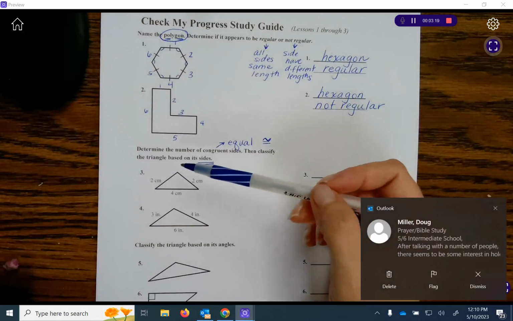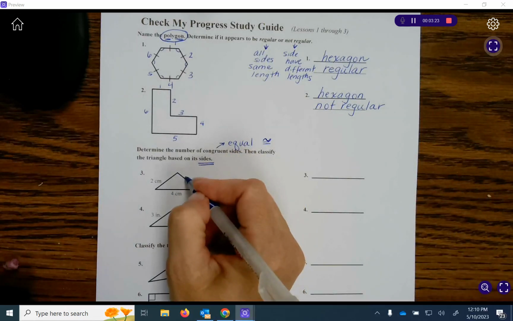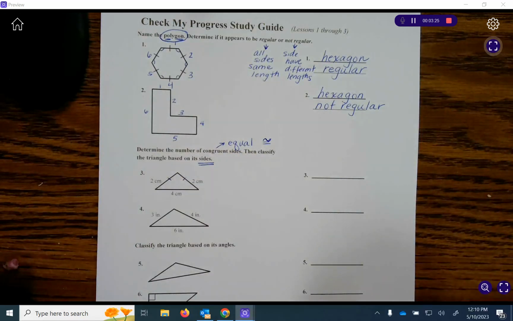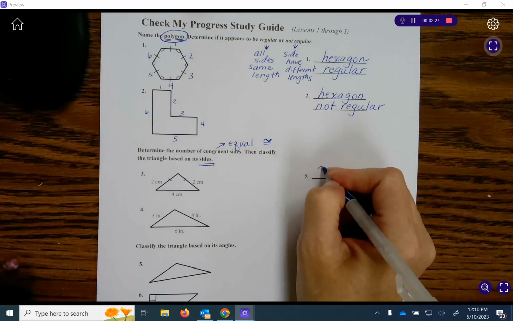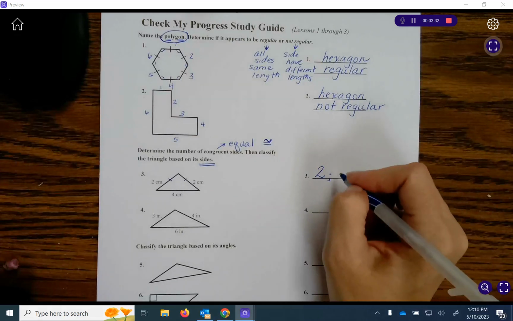Question number 3. This triangle has 2 sides that are the same length. So I'm going to write 2. And it is called an isosceles triangle.